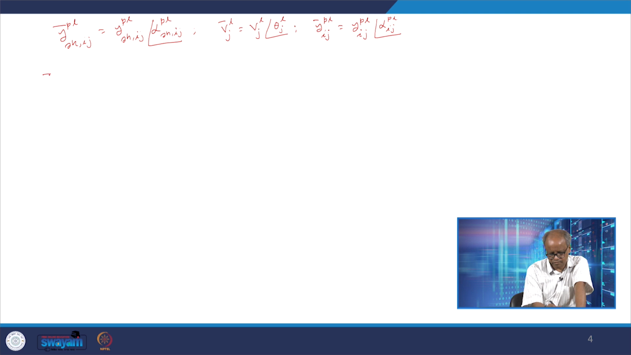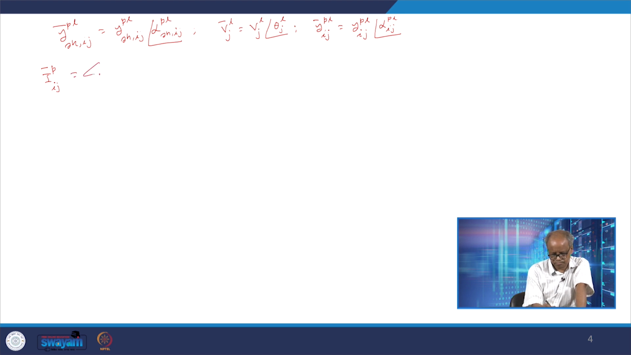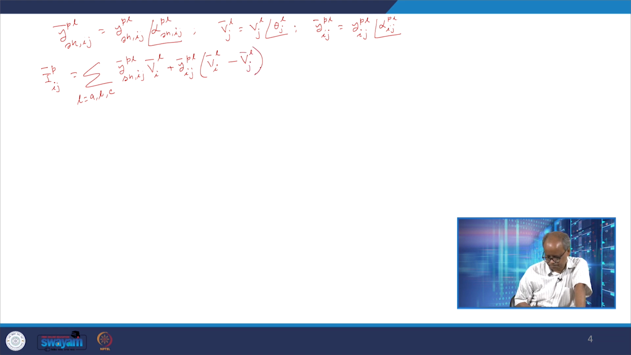So then IIJP would be given by the sum over L equal to A, B, C of Y shunt IJPL VIL plus YIJPL, these are all complex quantities, into VIL minus YIJPL VJL. So this is the expression.